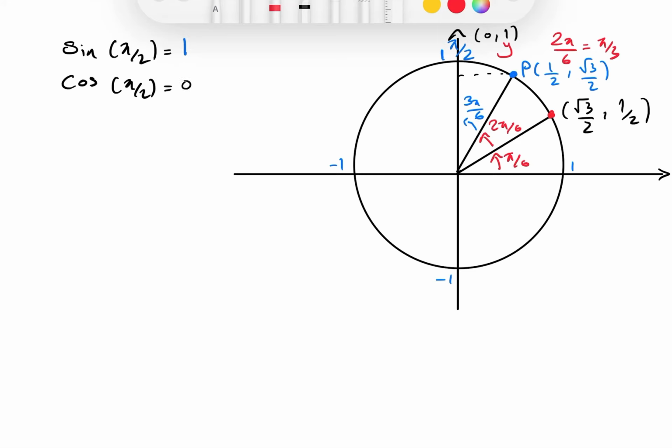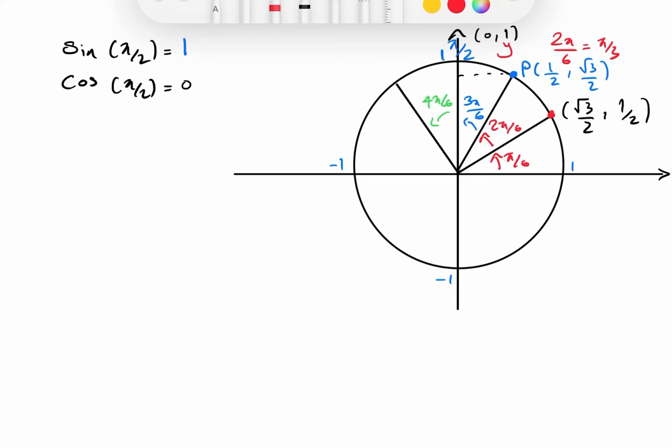So let's continue without any further ado. We shifted 3 pi over 6 units. Let's go ahead and shift another pi over 6 units forward. So 4 pi over 6, which is basically 2 pi over 3 units if you simplify that. So you're going to end up right around here, right?